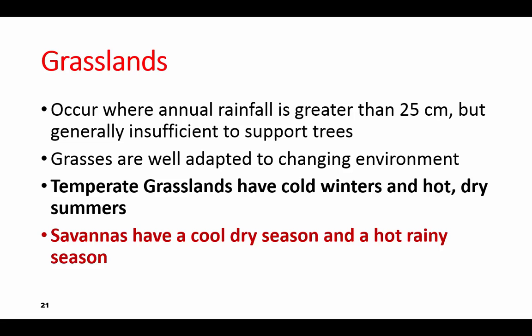Grasslands tolerate grazing, flooding, drought, and sometimes fire. And you find these where you have more than 25 centimeters of rain a year, but it's not sufficient enough to support trees, so you're going to have grasses there. The temperate grasslands have very cold winters and hot, dry summers. Savannas are also grasslands over in Africa, and they have a cool, dry season and a hot, rainy season.